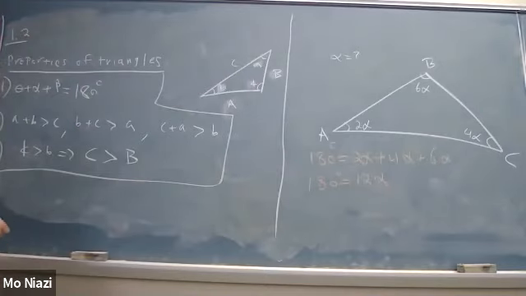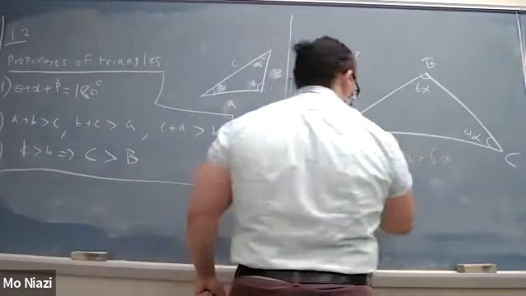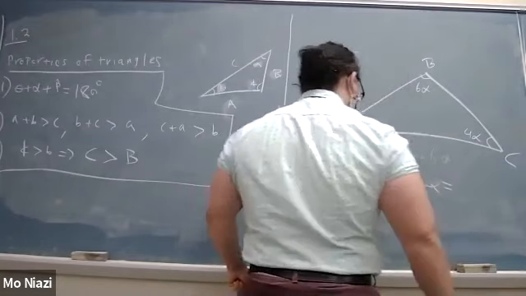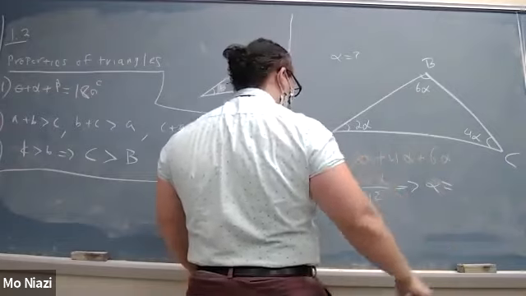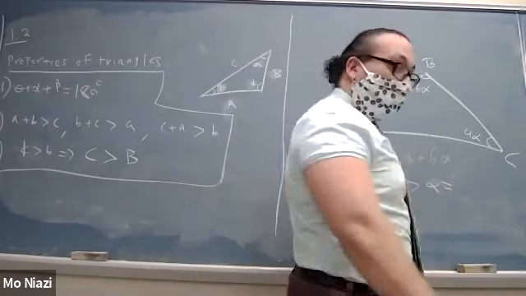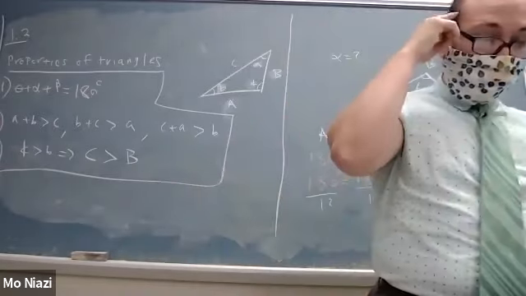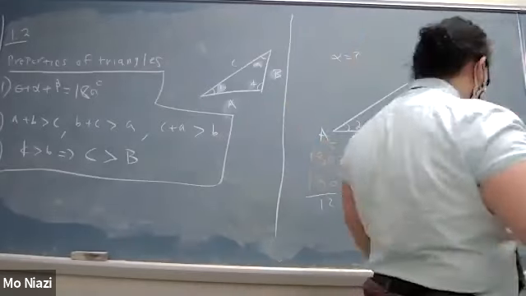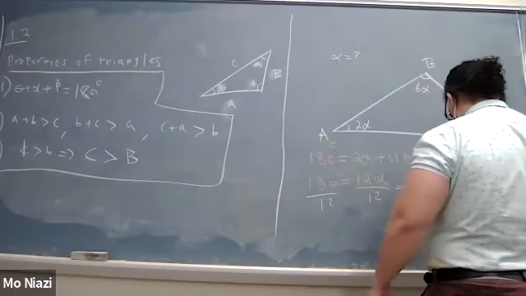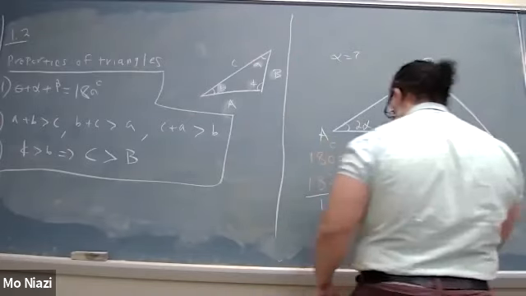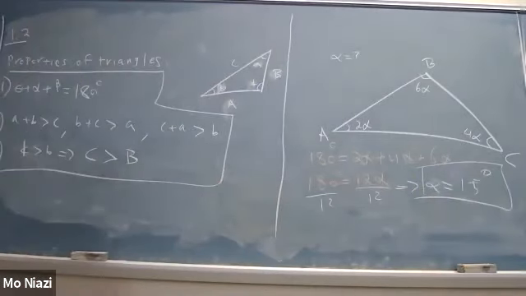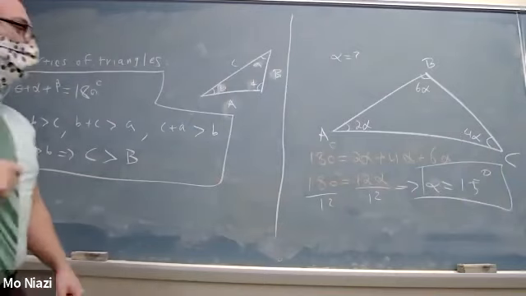So how do we find alpha? 12 can go into 180 how many times? 15 times, right? Because 12 times 15 is 180. Right?